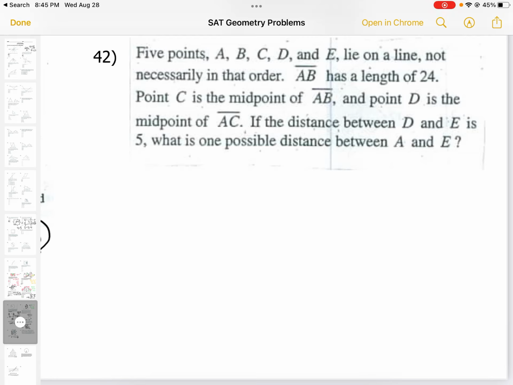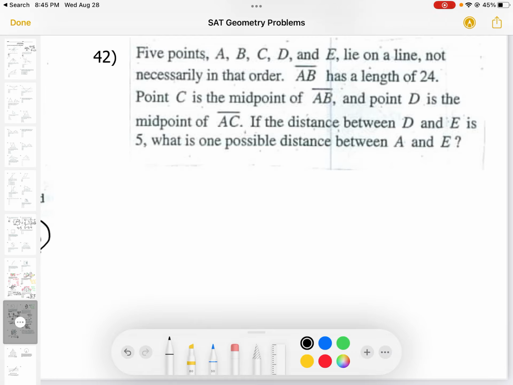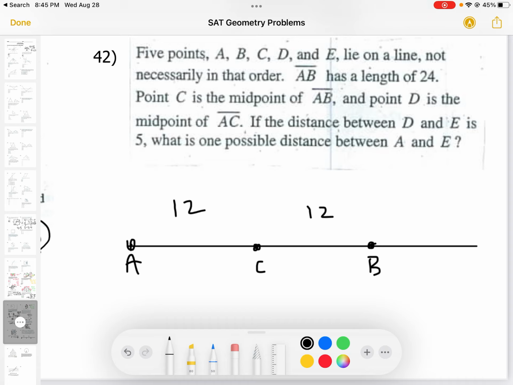Okay, 42. 5 points A, B, C, D, E lie on a line, not necessarily in that order. Let me draw a better line than that. Okay, AB has a length of 24. Point C is the midpoint of AB, and point D is the midpoint of AC. Okay, so I'm just going to say A and B are like right here. And it has length 24, obviously. Point C is the midpoint of AB. Alright, so then this is 12 and that's 12.